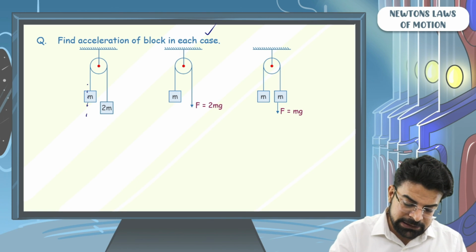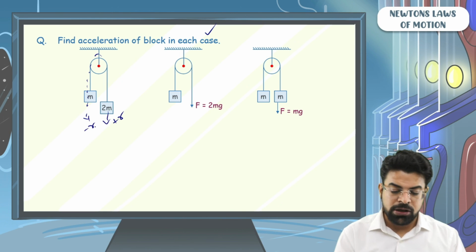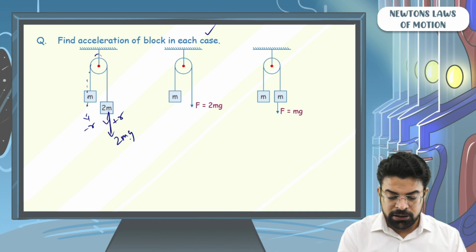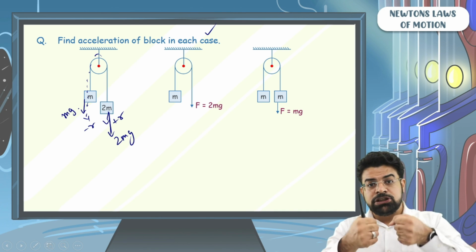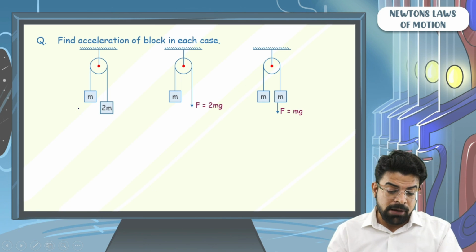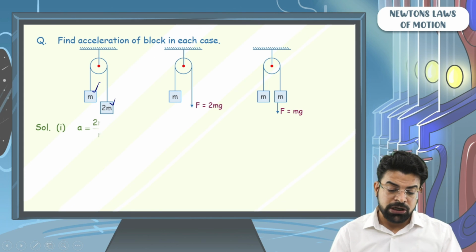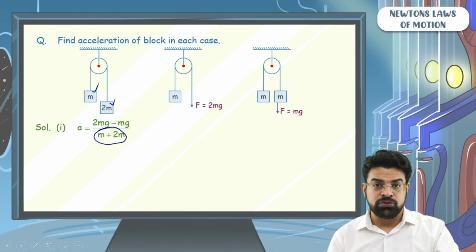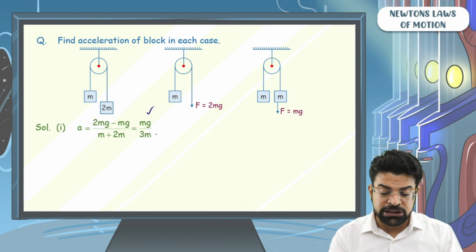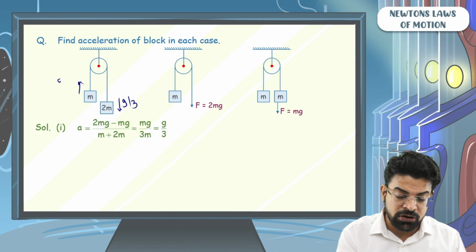In the first case, if we assume the y axis, and let's say this is positive y, this is negative y, a force of 2mg towards positive y and a force of mg towards negative y. So the net driving force towards positive y is 2mg minus mg. The mass of the system is 2m plus m. So in the first case, you will say acceleration is 2mg minus mg upon the overall mass of the system, that is m plus 2m, that is 3m. So you get mg by 3m. So the acceleration comes out to be g by 3. So this 2m has a downward acceleration of g by 3, while this m has an upward acceleration of g by 3.